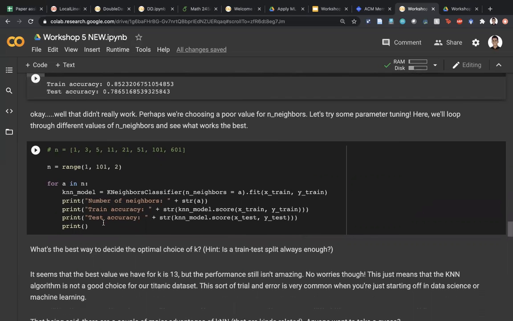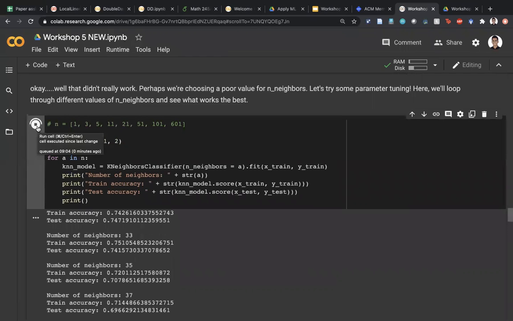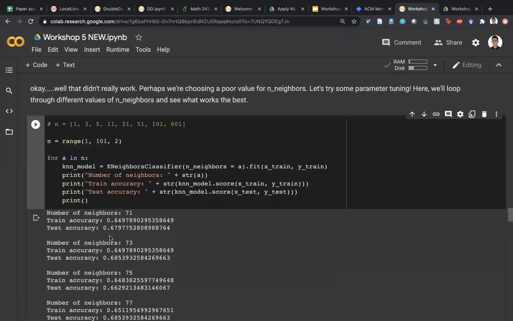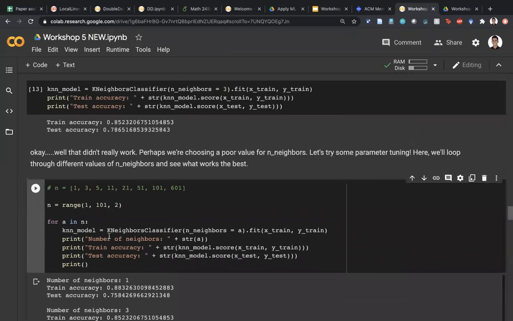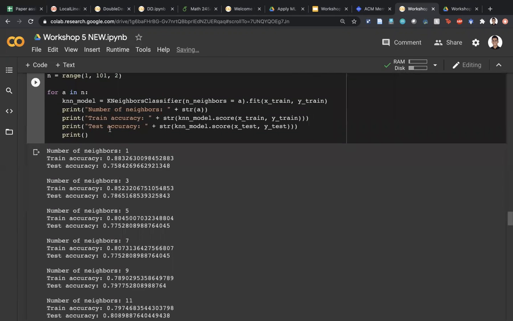So let's try different numbers of neighbors and see which one gets us the best performance. Thankfully, our data set is pretty small, which means that KNN can run pretty quickly, which means that we can try a whole range of different values, right? So in our case, we're trying every odd number, from 1 through 99 inclusive.